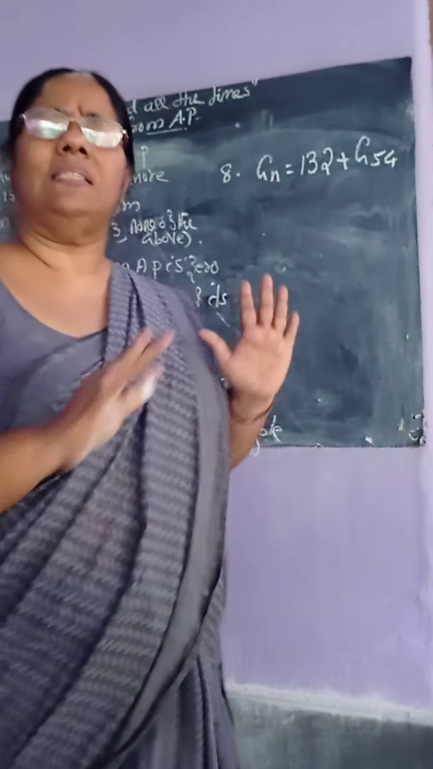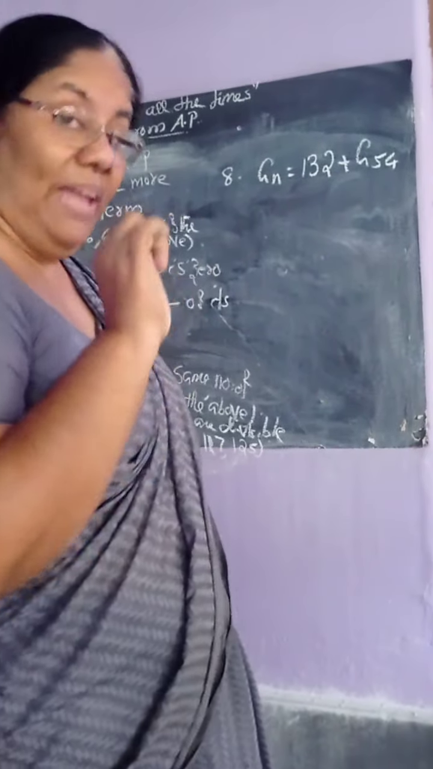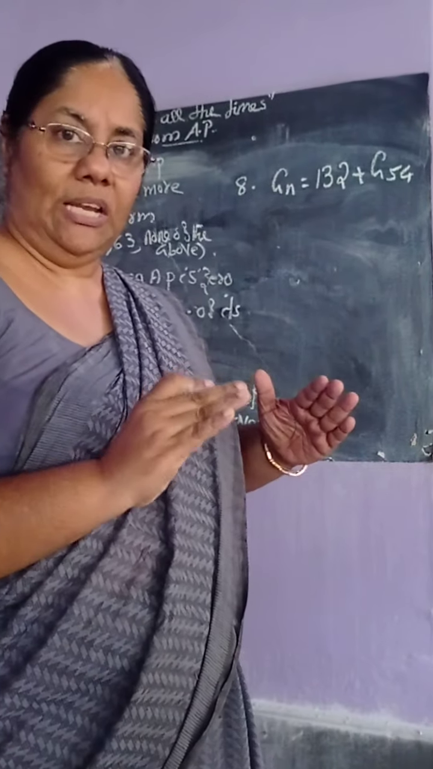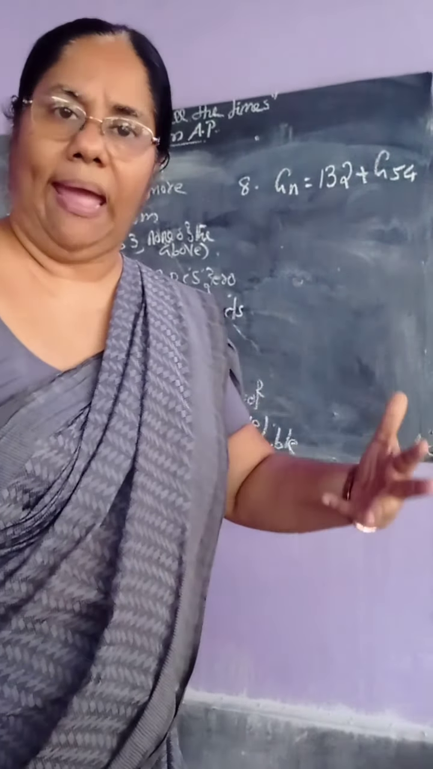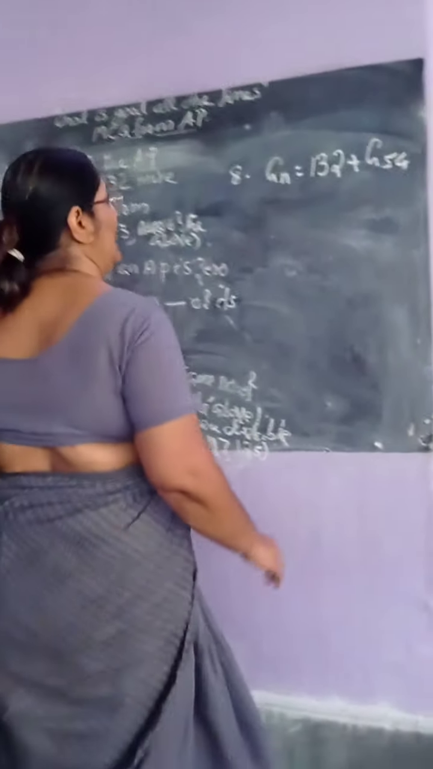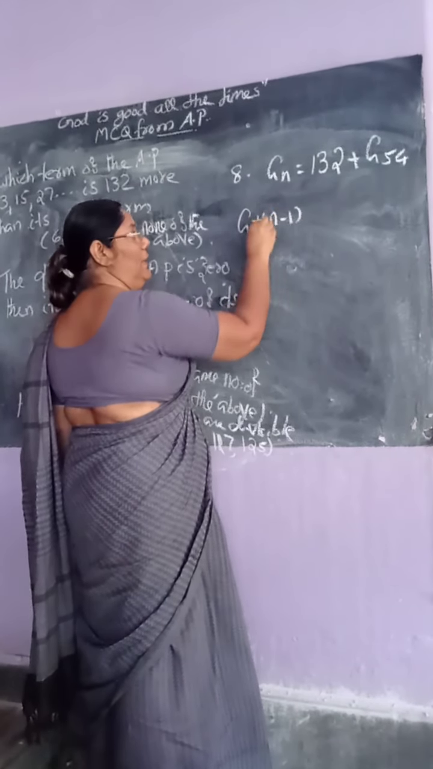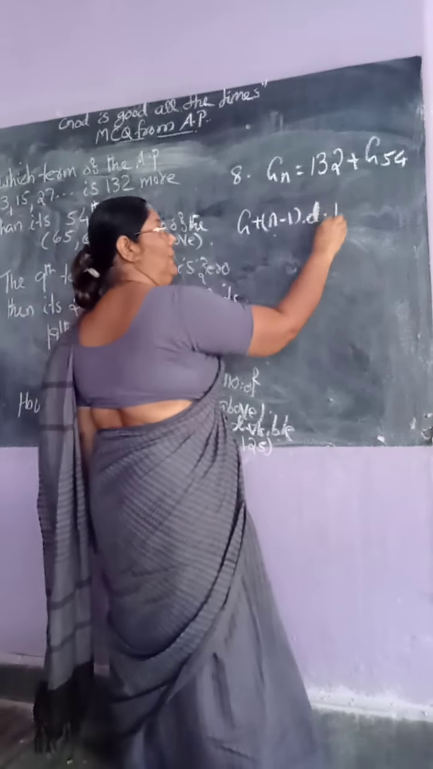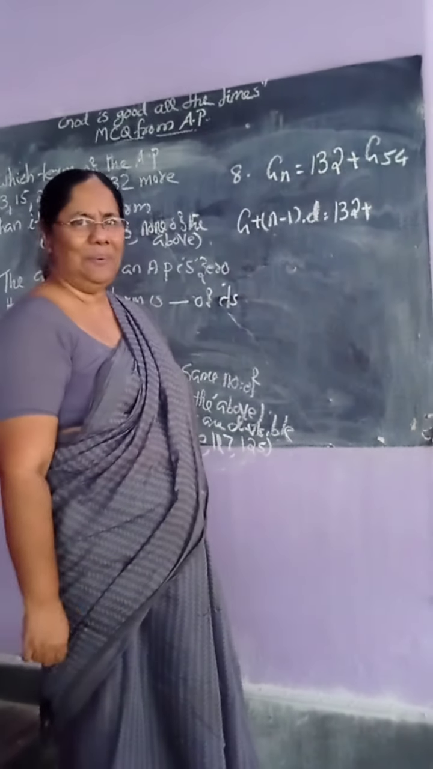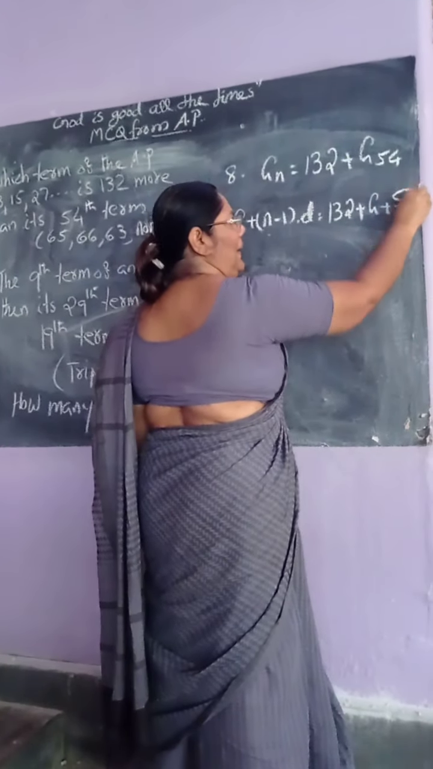If you get this line, then you can do the remaining steps. Understand? We assume that A and B the term. What's the condition? 132 more than 132 plus A54. Then both sides write the formula. What is the formula? AN is A plus N minus 1 into D equal to 132 plus, how can you write A54? A plus 53D.